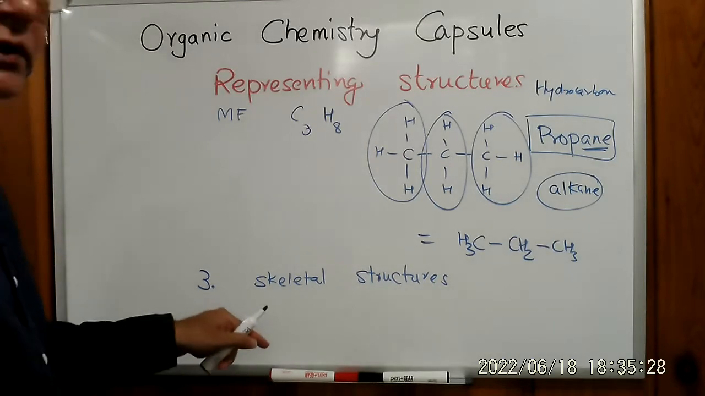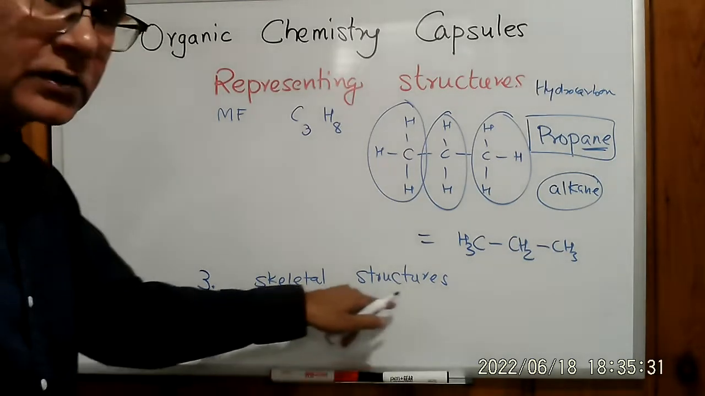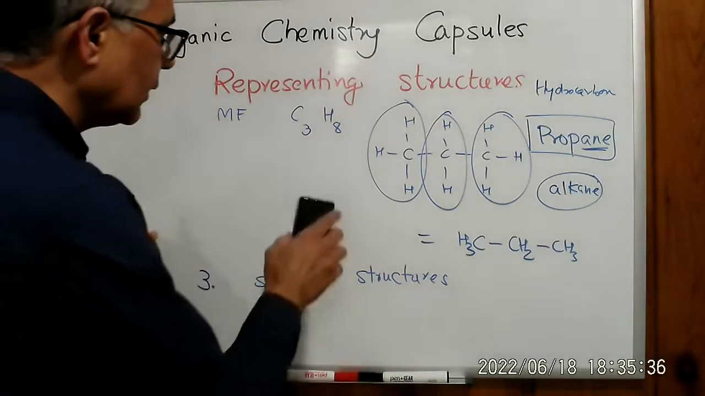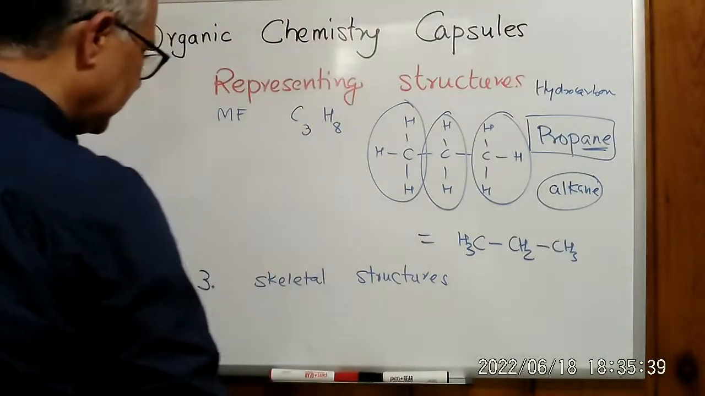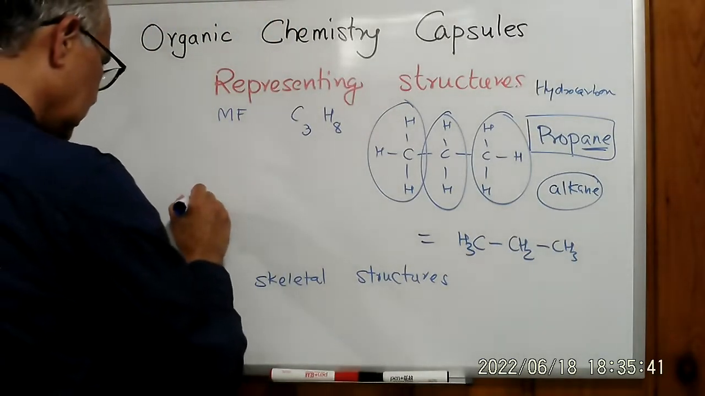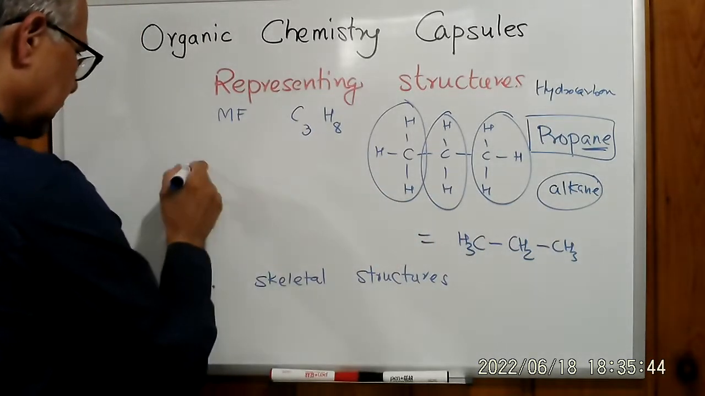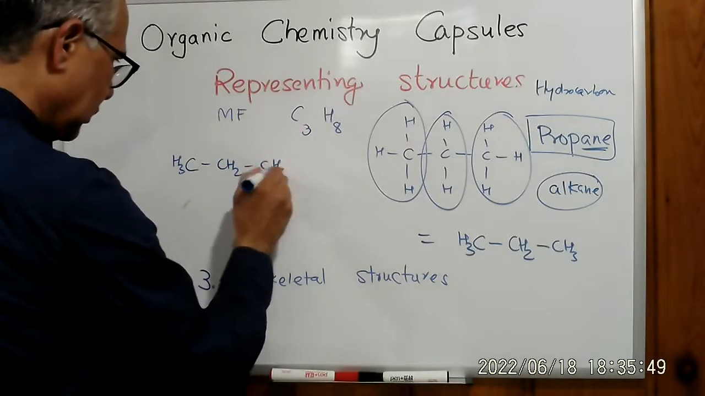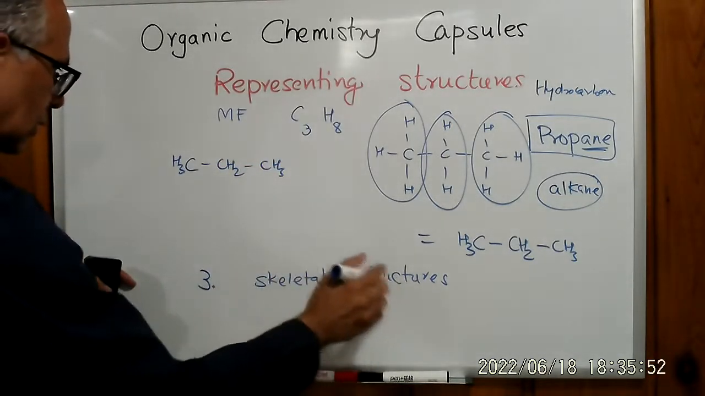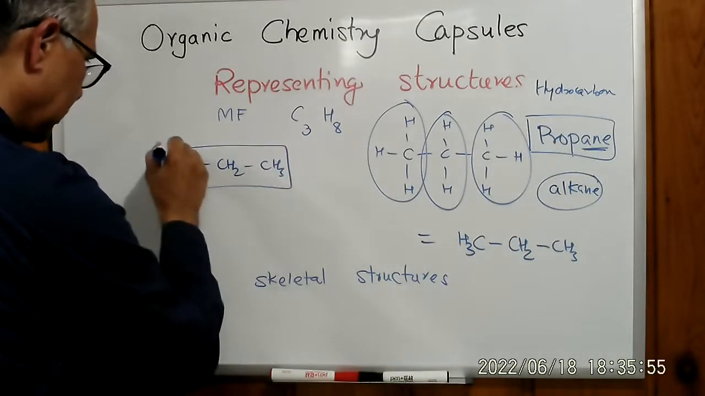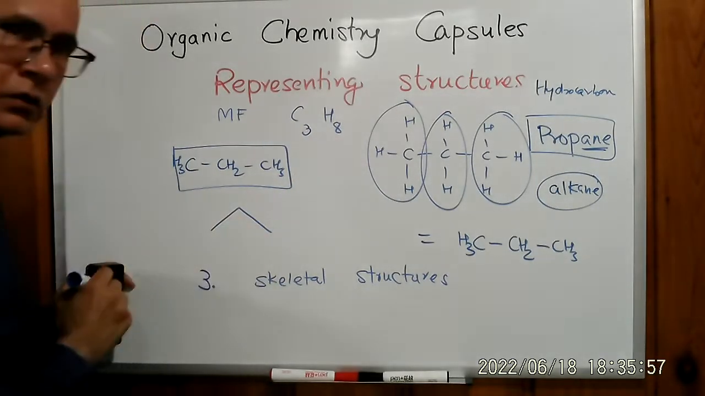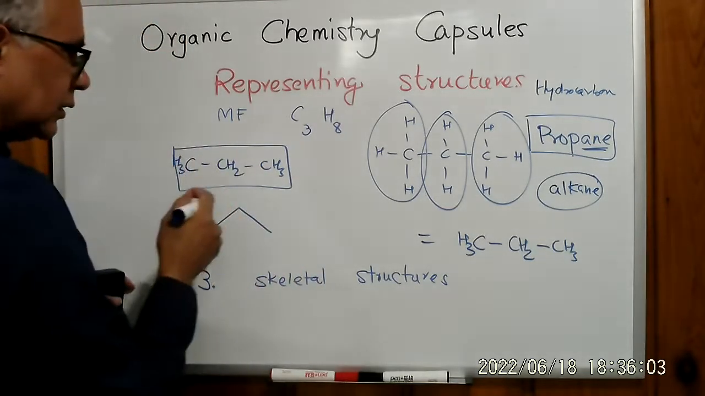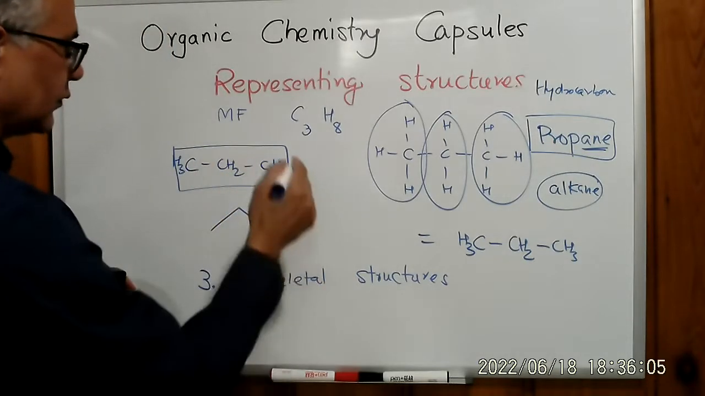Now, let's come down to even more simplified structures, skeletal structures. In this we show only the skeleton, we omit the hydrogens, okay? And it is shown like this. So, skeletal structure of this compound, I'll just draw that here again, CH3, CH2, CH3. So the skeletal structure of this particular compound, propane, is simply shown like this. Okay, this is the most simplified way of denoting the structure of a given compound.